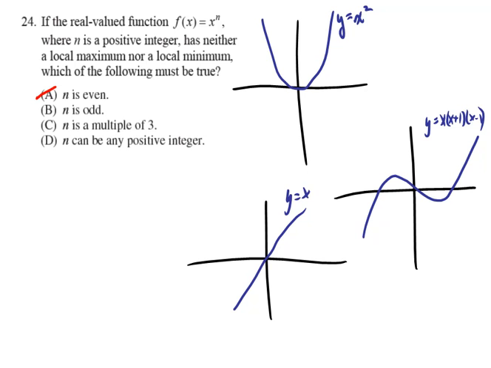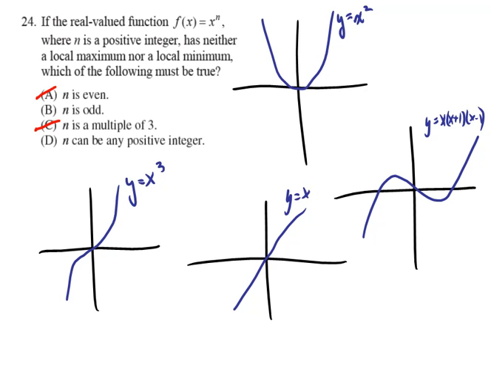Well, if n is a multiple of 3, if it were 3, it is possible. For example, the polynomial y equals x cubed does not have local min or max. However, if we're talking about multiples of 3 though, 3 times 2 would be 6, and 6 would definitely be an even powered polynomial that would have to have at least one local min or local max. And so answer C has to go.